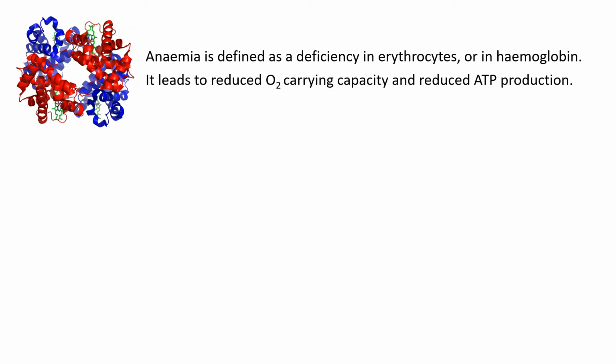Anemia is defined as a deficiency in either erythrocytes, the red blood cells, or in the main component protein, which is hemoglobin. It leads to a reduced O2 carrying capability. Therefore, of course, there's going to be reduced delivery to the cells of the tissues. This reduced delivery, because most cellular respiration is aerobic, is going to mean that there's reduced ATP production in cells.